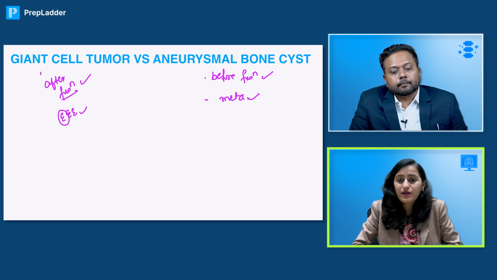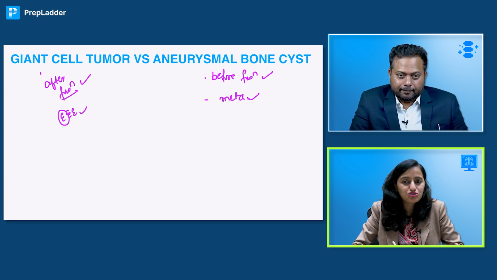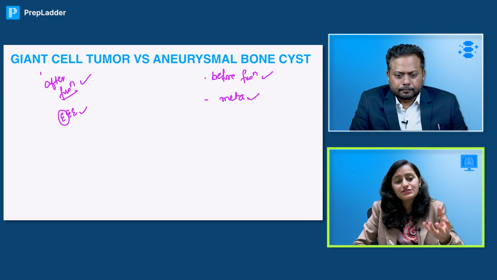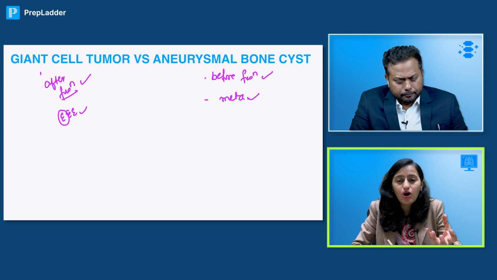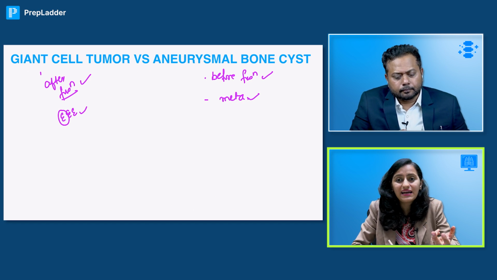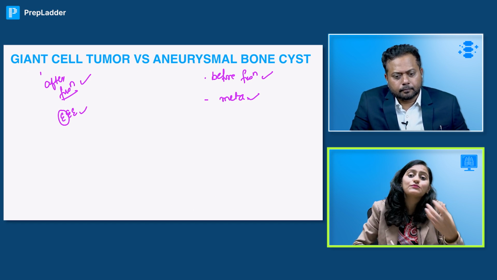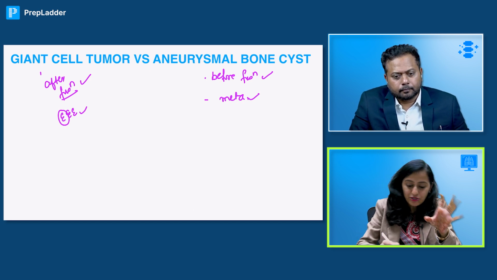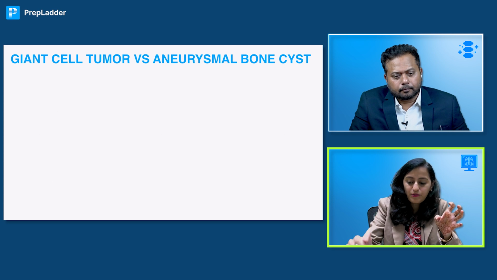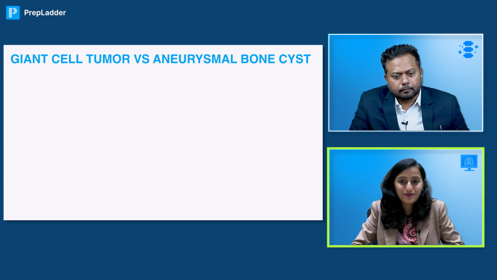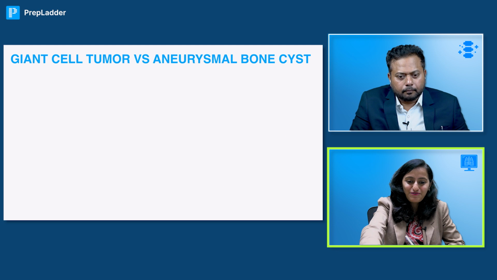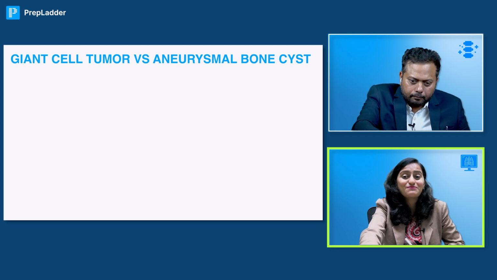This is a very important point that we should remember, and both of these can show fluid levels on MRI. Giant cell tumor will have a more solid component. If you do a contrast MRI, it will show enhancement as well. So it will have more of a solid component. That is what we need to remember here. Right? Over to you, sir, if you want to add anything regarding the differentiation between the two.